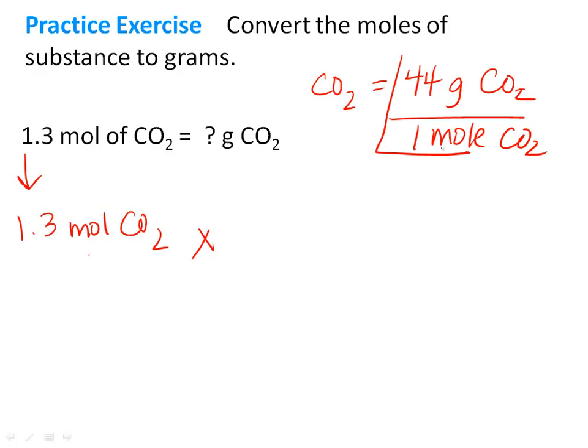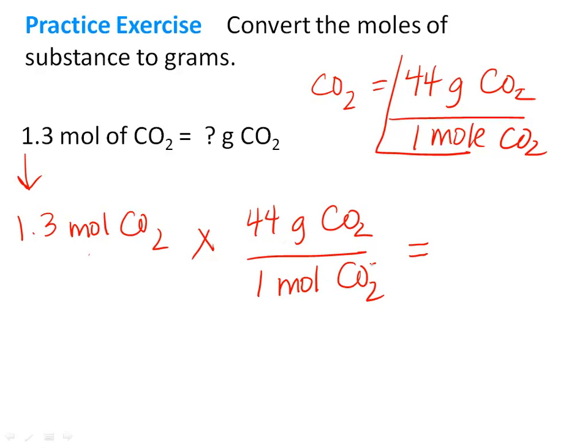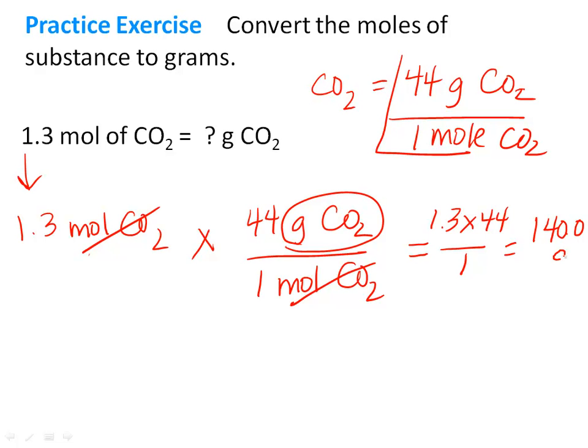So we're going to write it just like we have it, right? 44 grams of CO2 over 1 mole of CO2. And so that allows us to cancel out our moles of CO2, and what are we left with? Grams of CO2. There we go. So now we have 1.3 times 44 over 1, and that is going to give us 140 grams of CO2, right? 140.0 grams of CO2. Very easy.